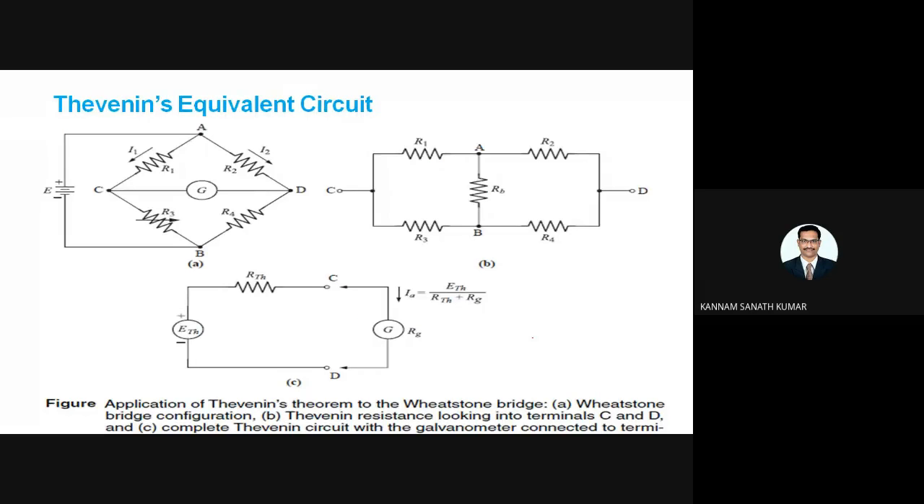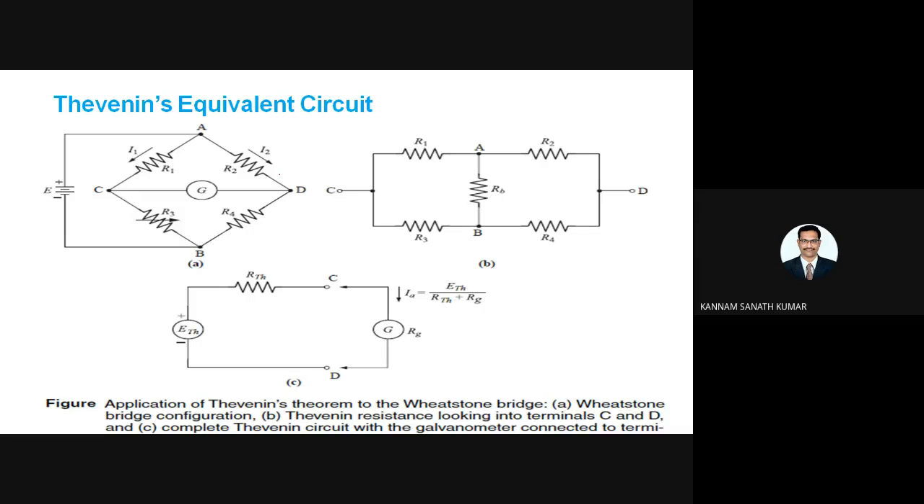Now, under the balancing condition you got the unknown resistance. So you have to find out the current in the galvanometer, that means Ig you need to find out. For finding out the current, you need to convert this circuit into Thevenin's equivalent circuit. I think you are aware of Thevenin's theorem.